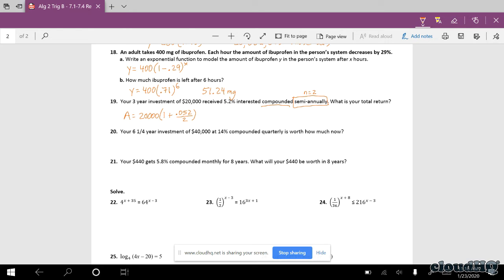You divide your rate by that, and you multiply the number of years by that. So 2 shows up in both of those places. We're talking about 3 years. So we're actually getting interest 6 times, if you're getting it twice a year for 3 years.